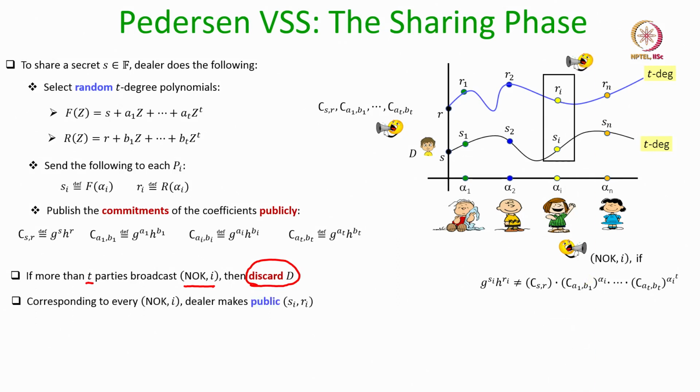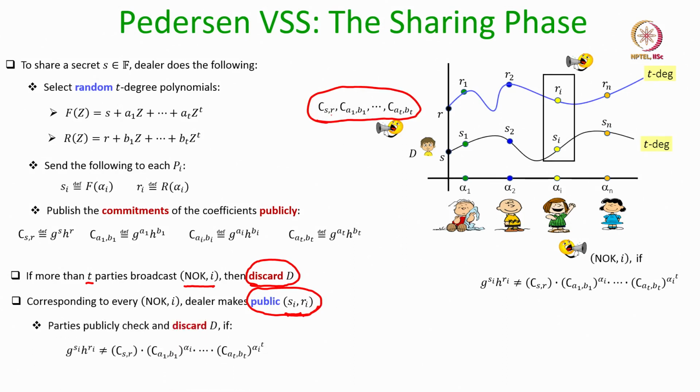Now, if there are at most t complaints, how are the complaints resolved publicly? Corresponding to every complaint, the dealer makes public the shares Si and Ri by using a reliable broadcast protocol. But wait, we cannot blindly believe the dealer, right? We cannot simply say, oh dealer, you have made the shares of the ith party public, we agree, fine, that is correct. We have to check whether indeed the publicly made shares Si and Ri are consistent with respect to the polynomial coefficients which have been committed by the dealer.